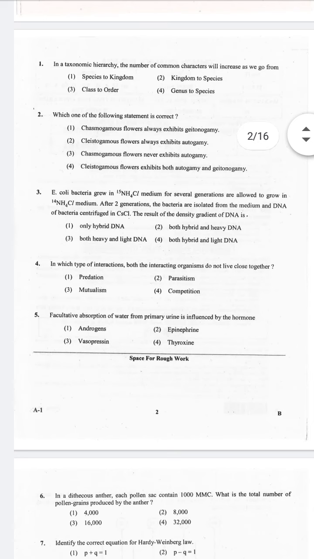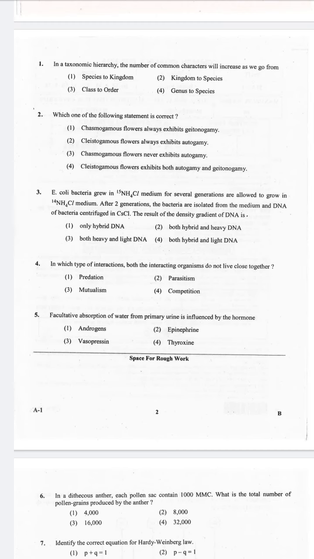In a taxonomic hierarchy, the number of common characters will increase as we go from option 1, species to kingdom, option 2, kingdom to species, option 3, class to order, option 4, genus to species. So the correct answer for this question is option 2.